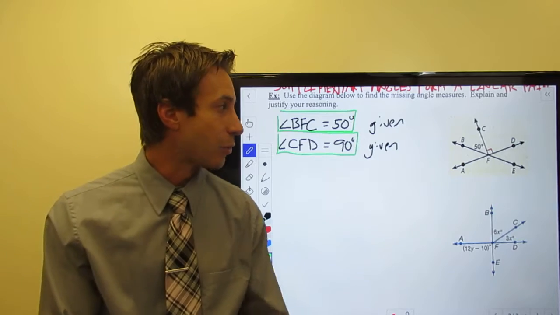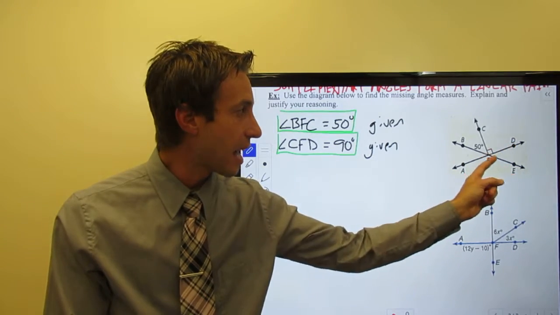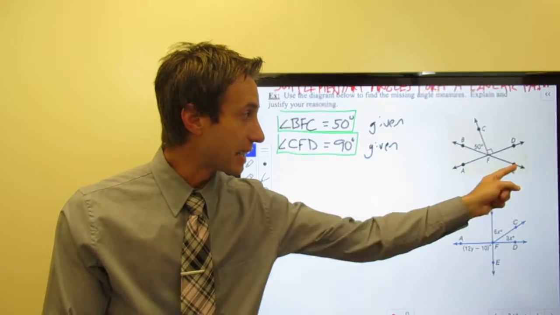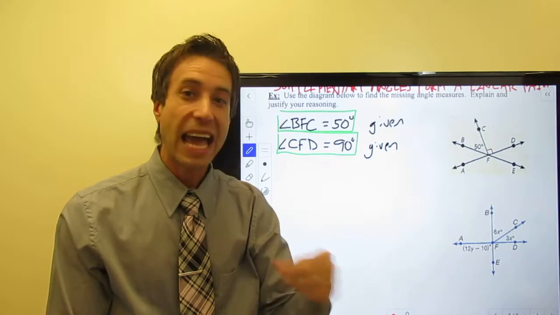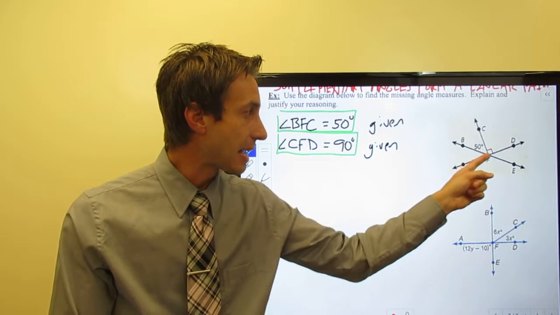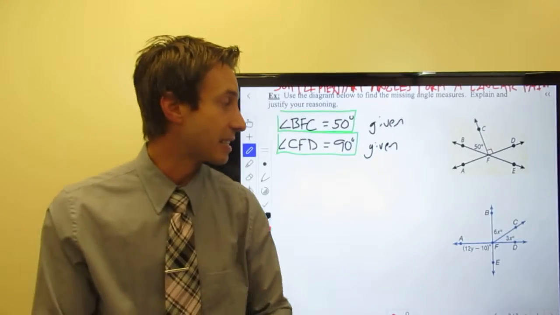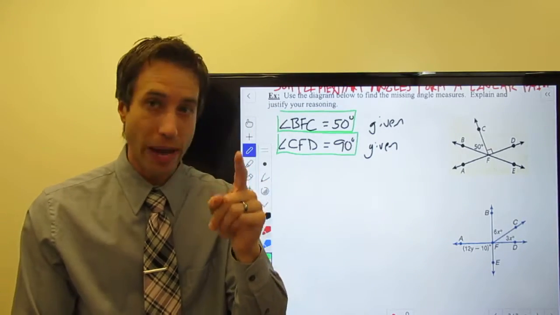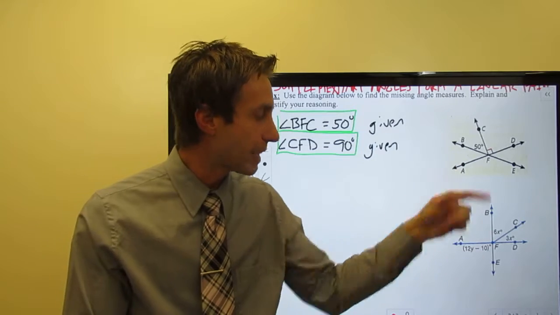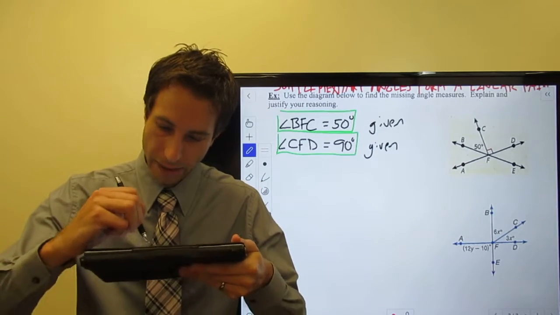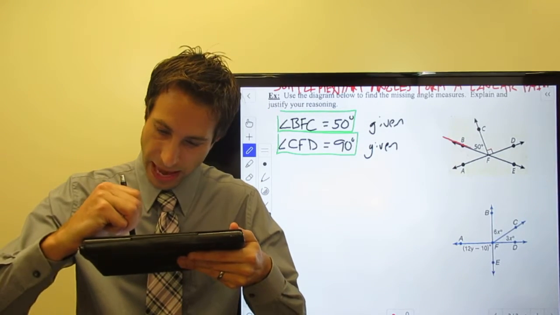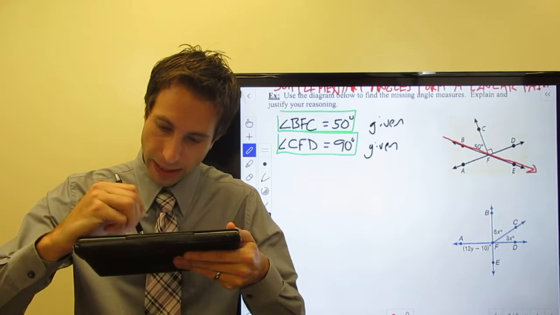We need to go ahead and find the rest of them. I need to find DFE. I need to find EFA. And I need to find the angle AFB. So here we go, let's jump right into this. Here's what I recognize right away. Right here, let me go ahead and do it in red. That is a straight line.